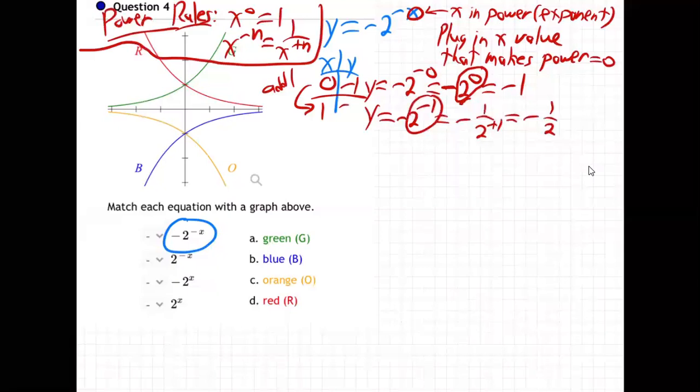And so that's -1/2. So we're looking for a graph that goes over 0 down 1, that's right here, and over 1 down 1/2, that's right here. See it? It's the blue one. See how the blue graph is the only graph that has those 2 points? Over 1 down 1/2, over 0 down 1. We good so far?